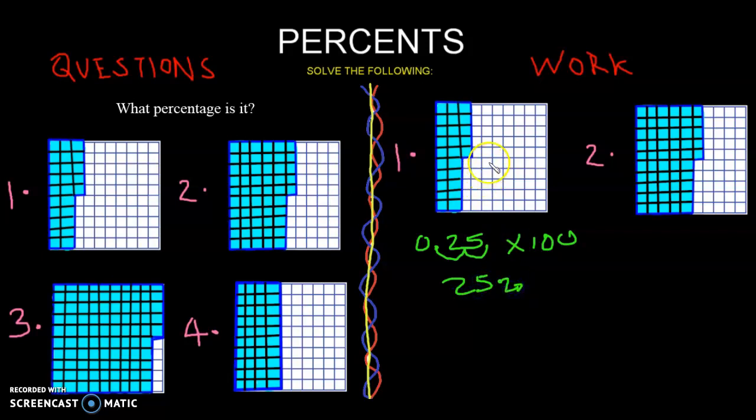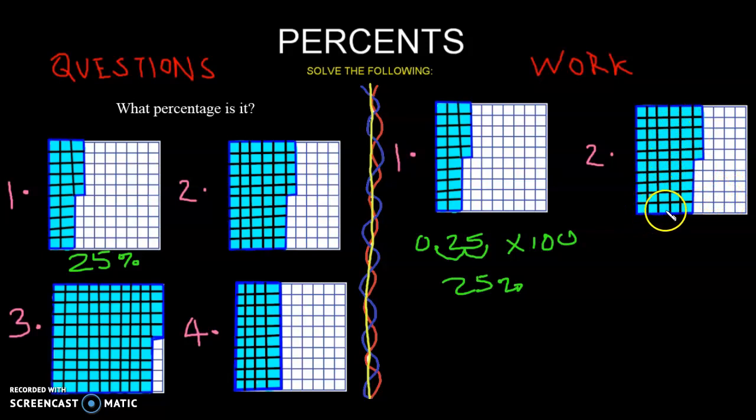Or you can just imagine this as 100%, as one whole. Out of that one whole, there's 25 of them that are shaded in, right? So you can just directly go to 25. You just have to count. So we'll write 25% like this. Okay, let's move on to the next one.